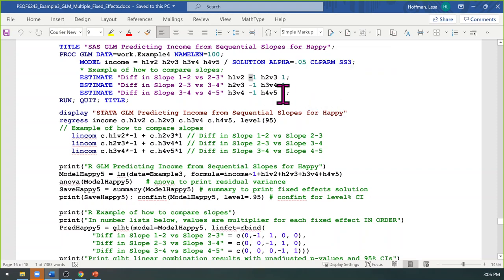So the setup of this will look exactly the same in the golf homework whenever you're testing mean differences between the non-reference groups. The second one gets the 1, the first one gets the minus 1. It always works out that way. If you switch them, then you will get the right result, but the wrong sign.